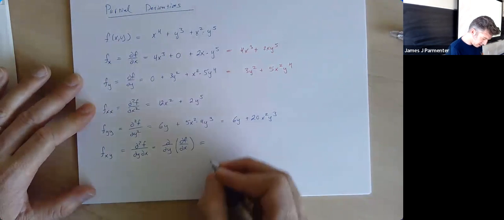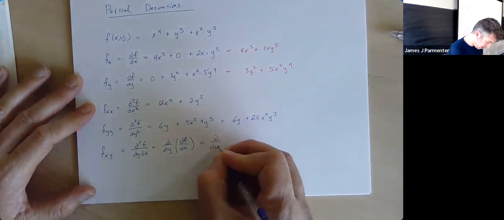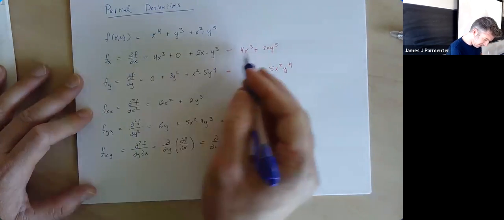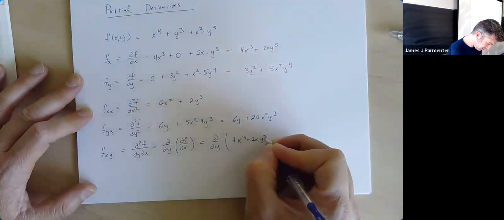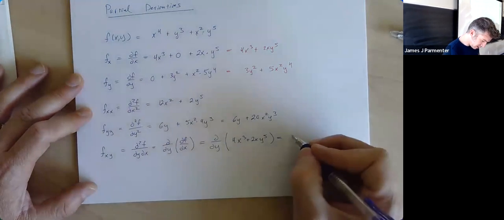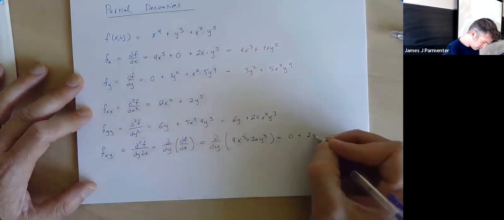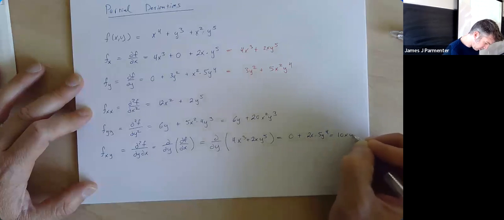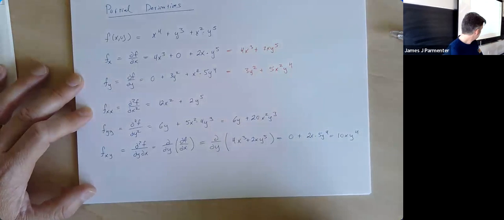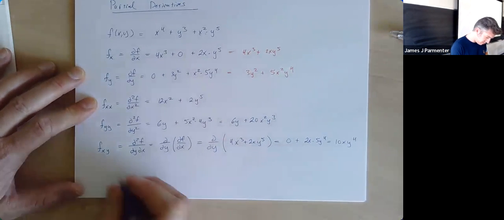So if I do this, I'm going to do del y of my fx, which was 4x cubed plus 2xy to the fifth. And that's going to equal 0 plus 2x times 5y to the fourth, which will be 10xy to the fourth. Let's find the other mixed partial as well.